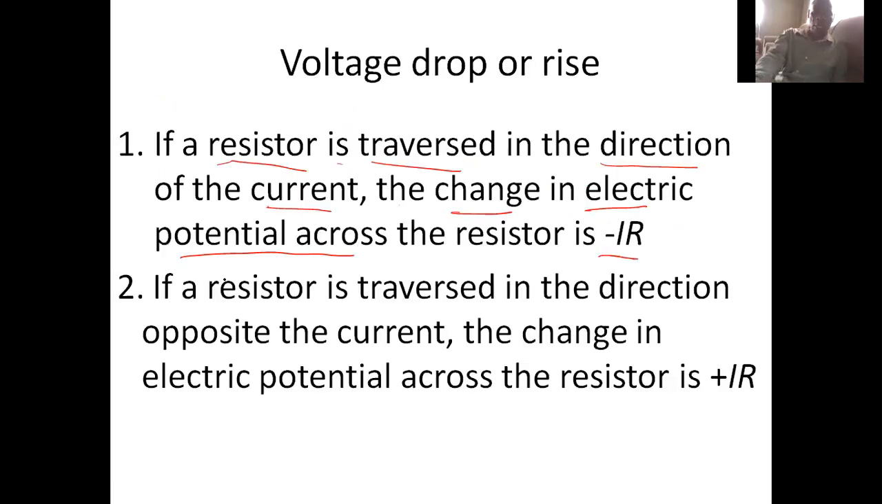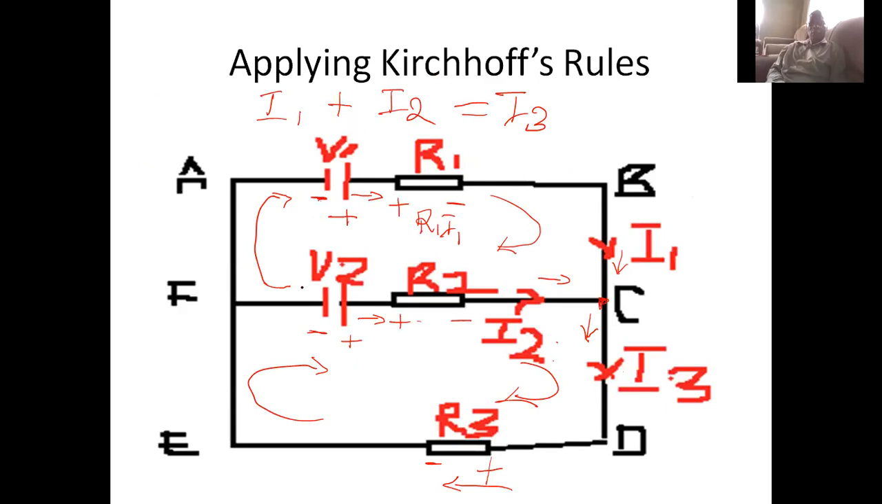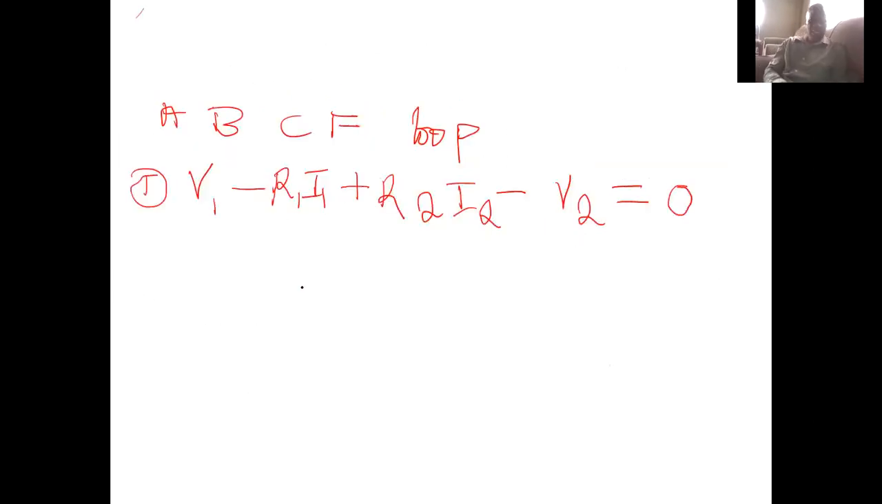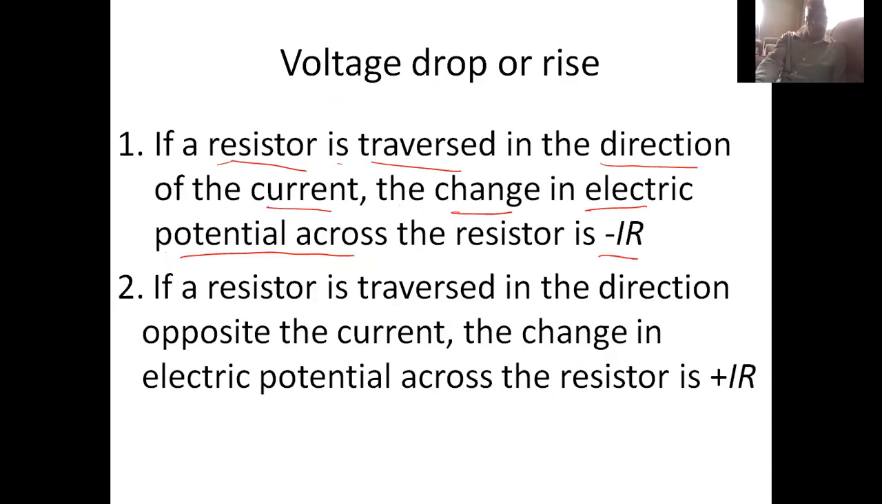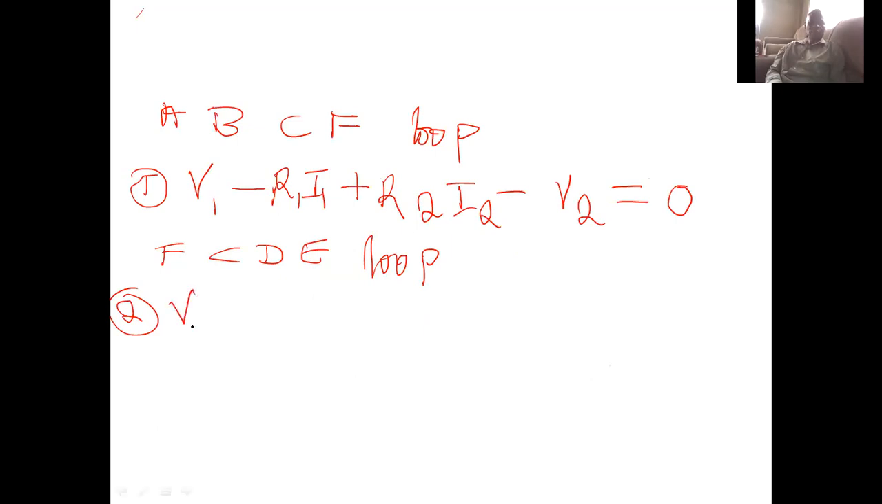Now let's look at another loop. Another circle that we can make is FCDE. We have loop FCDE, which is a loop. And so for loop two, we are starting from F. From F, you notice that if we are moving in that direction, it means we are moving from a lower potential to a high potential. This one will be positive, negative to positive. That is actually positive. So that is V2. So we have positive V2.